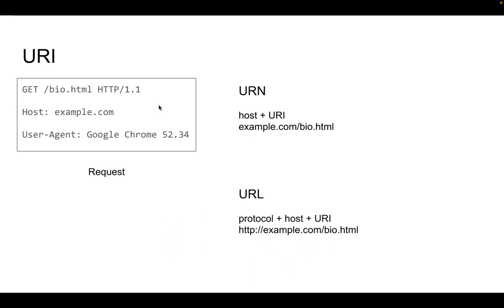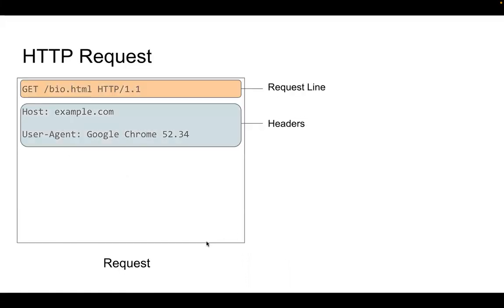I kind of just went over this, but this is how it's typically organized. A URN is the host plus the URI, and then URL is all of them together, including the protocol, which is HTTP://. Okay. So typically the top part, this is the request line. So this is what you actually request.